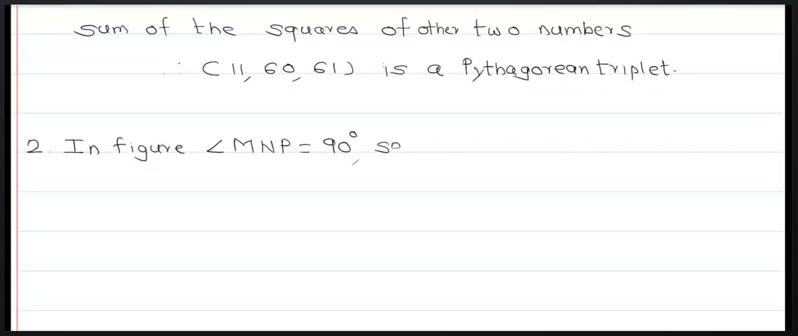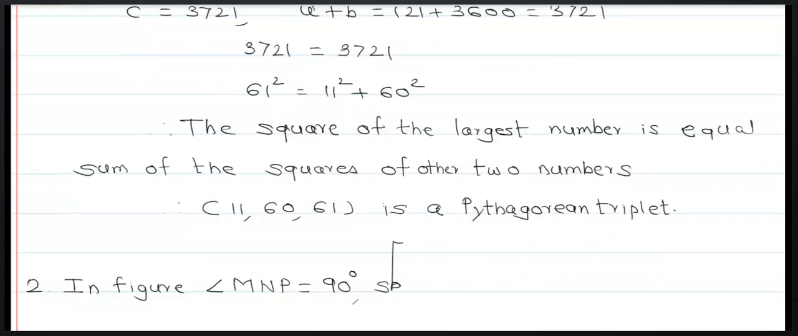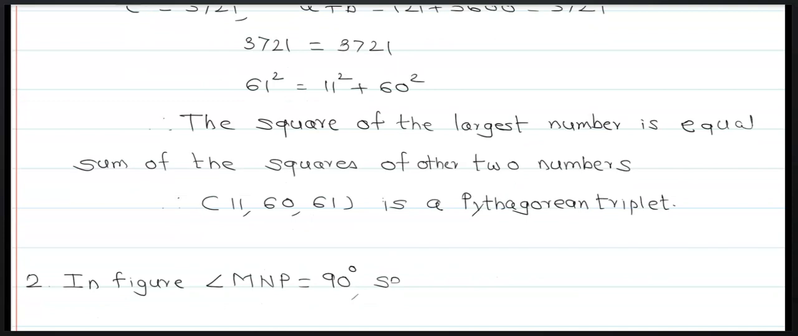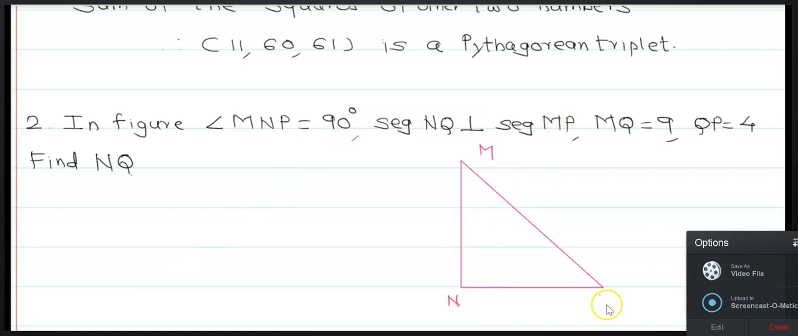Now the next is question number 2. In the figure, angle MNP is equal to 90 degrees. Segment NQ is perpendicular to MP. MQ is equal to 9. QP is equal to 4. Find NQ. See this here. This is the figure.